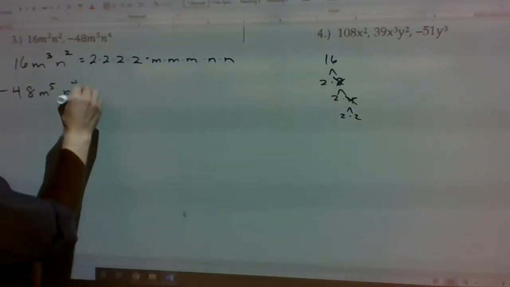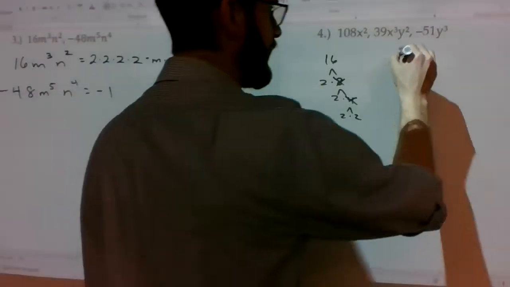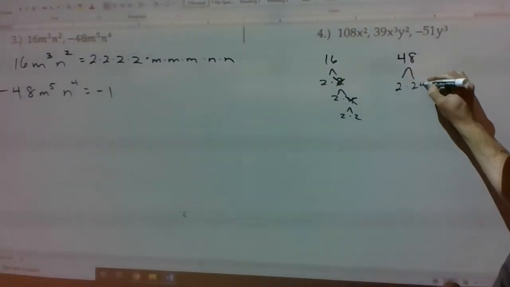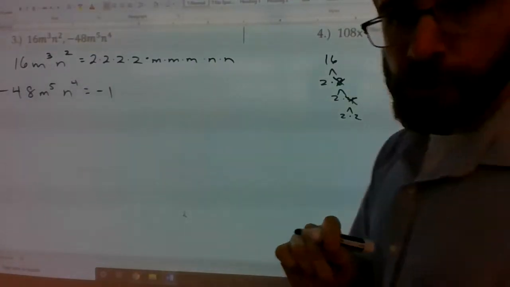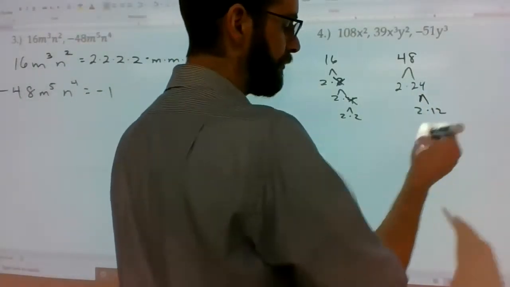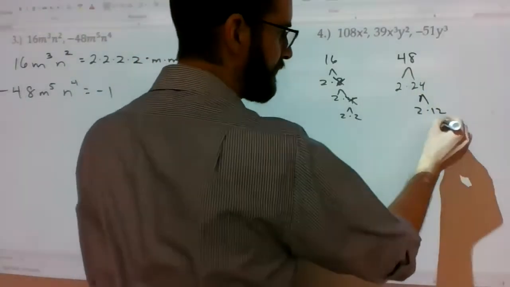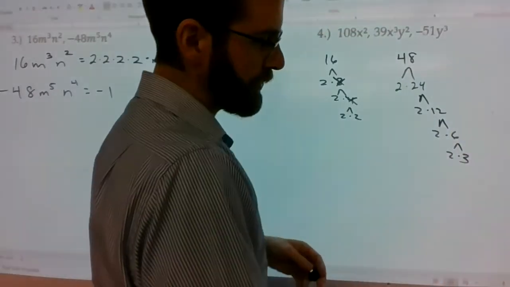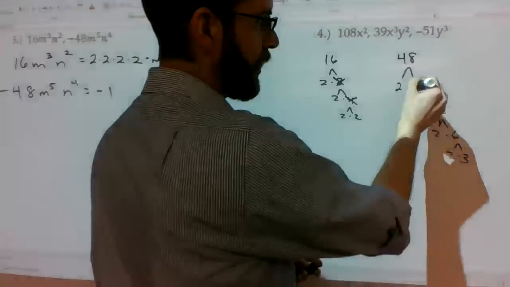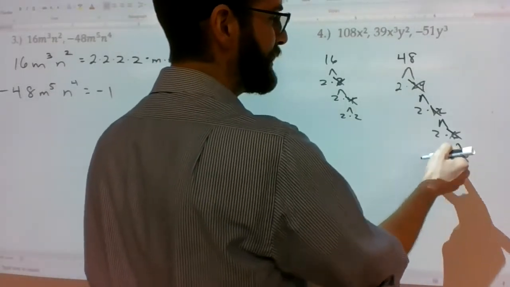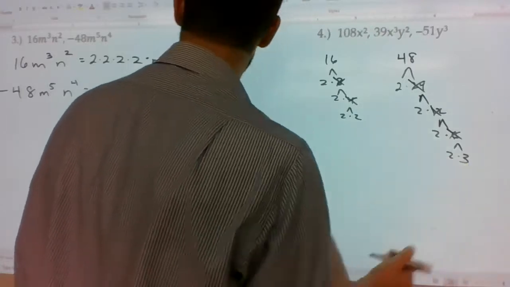-48. Well, there's a -1 there, so don't forget that. Half of 48 is 24. 24 is even, so you can keep cutting it in half. Half of that's 12. Still even, cut it in half. Half of that's 6, cut it in half, still even. And now we're down to all primes. So not a prime, not a prime, not a prime, yes a prime. 2 times 2 times 2 times 2 times 3.